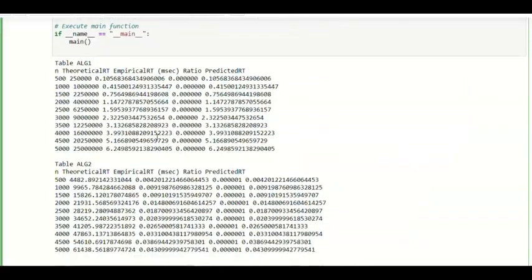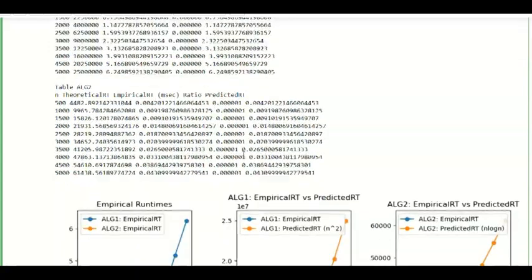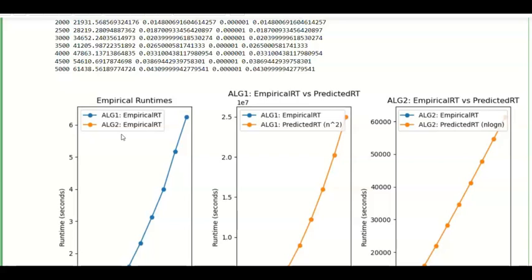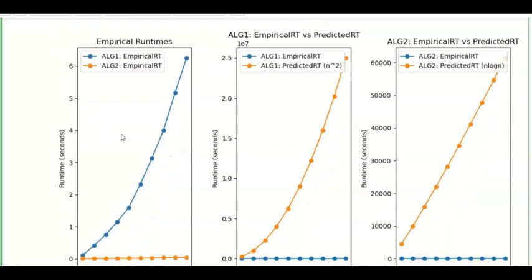Here you can see we have made two tables for the algorithms, one for brute force and algorithm 2 for divide and conquer. So we have to take 10 value iterations, from 500 to 5000, which we have there, with the theoretical value, the empirical RT ratio, and the predicted RT, and the same for algorithm 2.